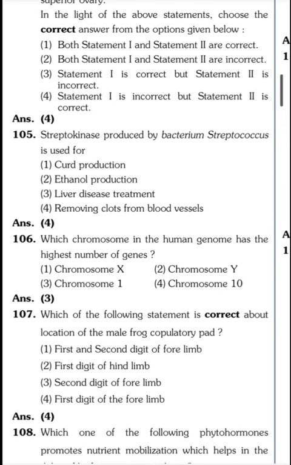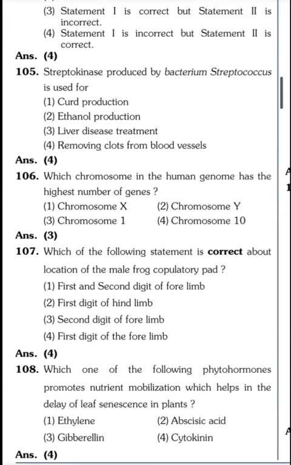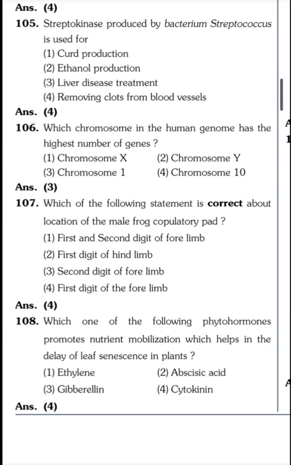Streptokinase produced by the bacterium Streptococcus is used for removing clots from blood vessels. So microbes in human welfare, you might have studied about this. Which chromosome in the human genome has the highest number of genes? Chromosome 1. This is from Human Genome Project. Least is chromosome Y. So chromosome 1 is the answer there.